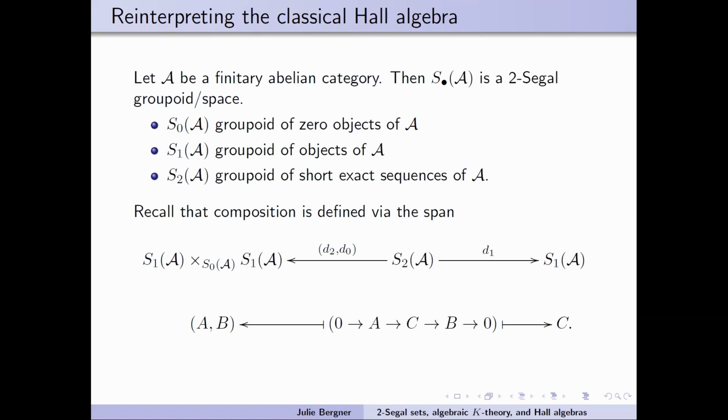Recalling things from the talk, we can define composition via this span. So we have S2, we have the map d2, d0 there, and then I've got d1. If I'm thinking of an element of S2 as a short exact sequence, then this left-hand map is going to send it to the pair A, B. The right-hand map is going to send it to C. So that's the composition in the 2-Segal space that's partially multiply defined in the way that we talked about in this talk.